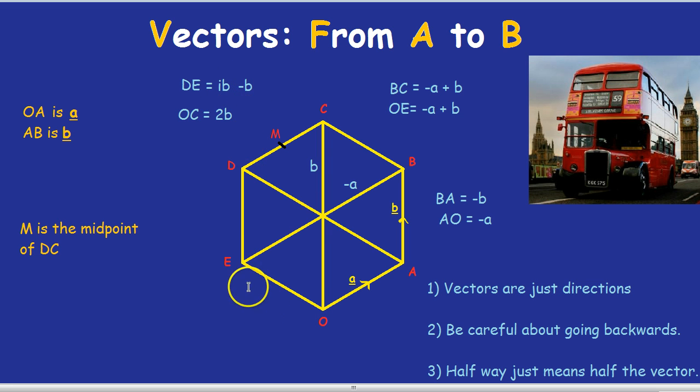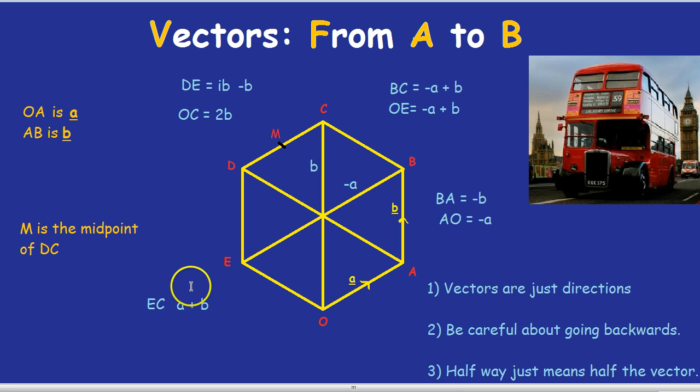Okay, let's do E to C. E to C. Well, we can go any route we want. We could go up here and then across, or across and then up. Let's go across and then up. So E to the center, well, that's just A, isn't it? It's exactly parallel and in the same direction as A. So E to the center is A, and the center to C is B. So it's simply A plus B.